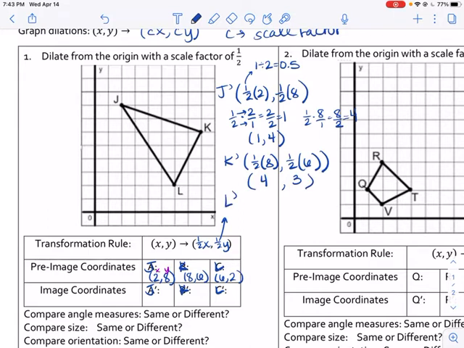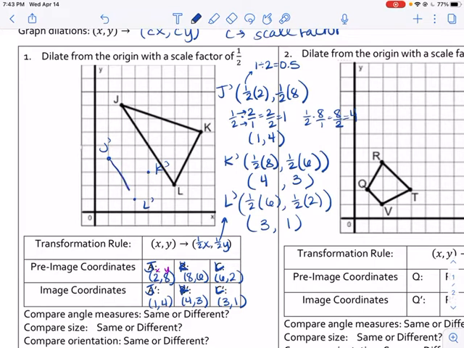And then L prime is going to be 1/2 of 6 and 1/2 of 2. And 1/2 of 6 is 3 and 1/2 of 2 is 1. So here are all my new coordinates. I'm going to write them down in my table for you. Okay, now I'm going to graph J prime, K prime, and L prime. J prime is 1, 4. K prime is 4, 3. And L prime is 3, 1.